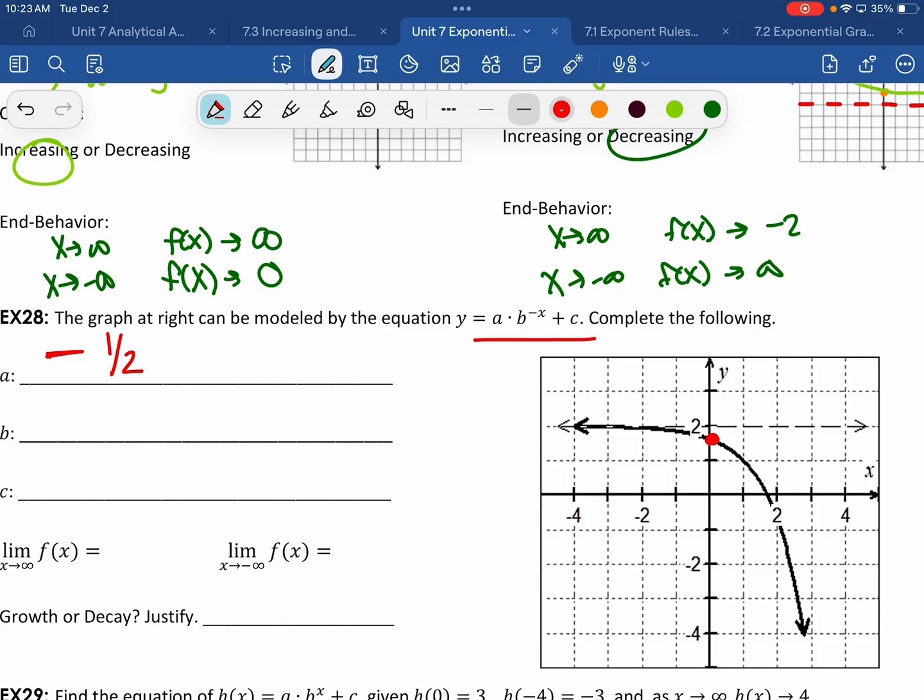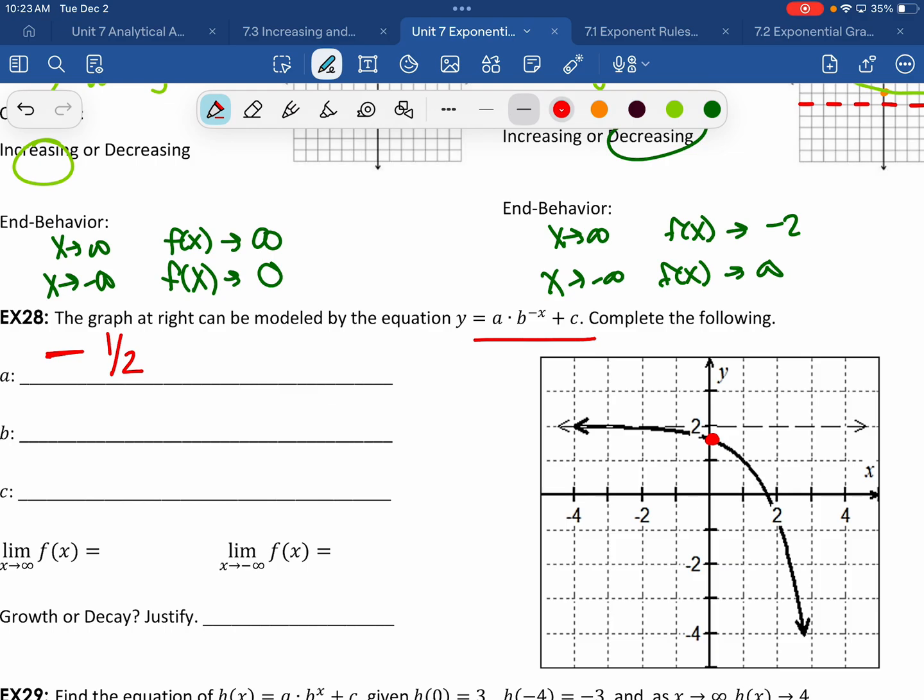That's just guesstimating, but remember, normally your a value is 1 because it's a distance of 1 away from your asymptote. In this case, your asymptote to your next point is about 1/2-ish. So we're guesstimating that a is about 1/2.